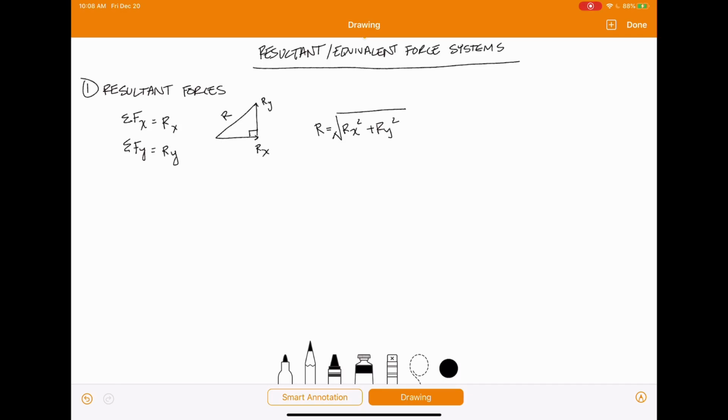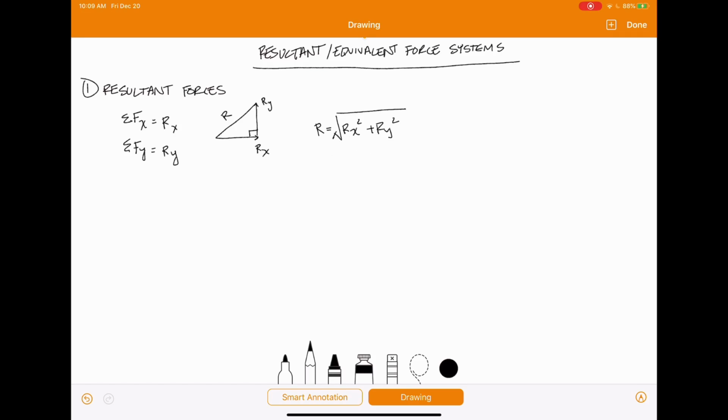And you'll remember that Pythagorean theorem is a squared plus b squared equals c squared. So if we're solving for hypotenuse, we can just take the square root of both sides. That will cancel, so you'll be left with your hypotenuse equaling that, where a and b is rx and ry. All right, so that's where we get that equation from.